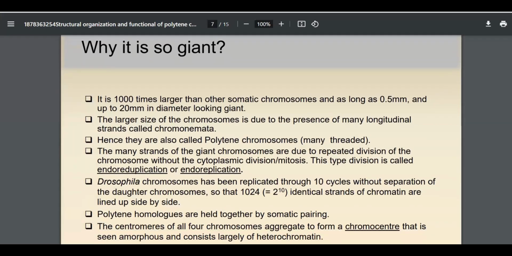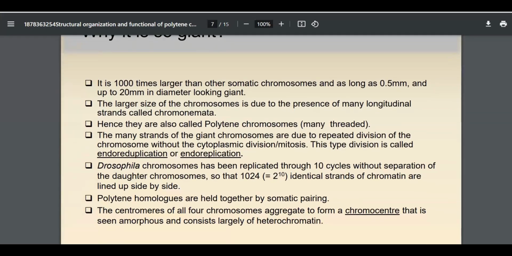So why is it so giant? It is about 1,000 times larger than the other somatic chromosomes, as long as 0.5 millimeters and up to 20 millimeters in diameter. So lengthwise 0.5 millimeters and diameter-wise 20 millimeters, and that's why they look giant. The larger size of the chromosome is due to the presence of many longitudinal structures called chromonemata. So they are also called polytene chromosomes. That means many threaded. Poly is many, tene is threads or long elongated structures.